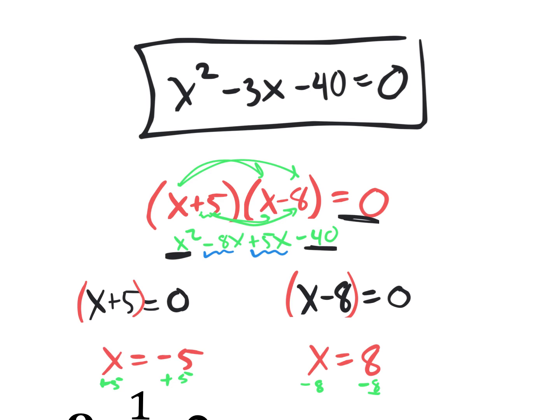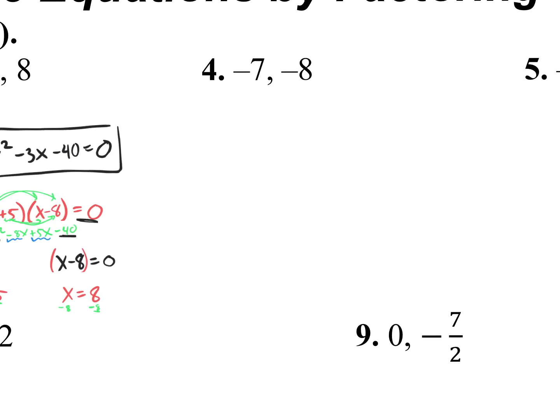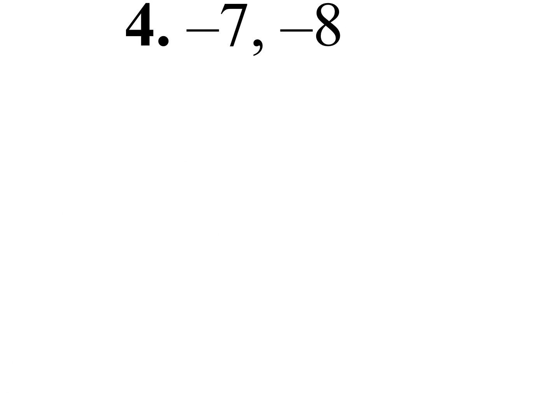Would you like to see another? Yes, please. Okay, which one? All right, let's try the next one. Number 4, -7 and -8. This is ridiculously easy now. One answer, x equals -7. The other answer, x equals -8.